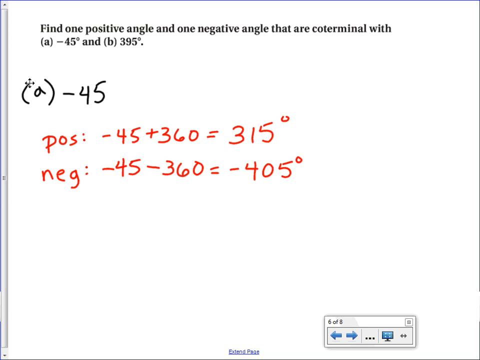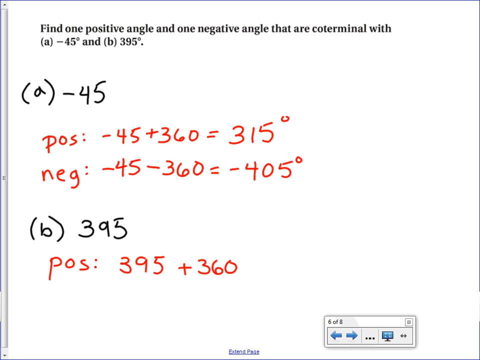Let's do it again with a 395-degree angle. 395 is where I'm starting. To get one that's positive, this is a special case because I'm starting at 395. I can either add 360 to that. That would certainly be positive and coterminal. Or I could subtract 360 from it. That would still be positive because this number is so large. For the sake of consistency, I will add 360 to it.